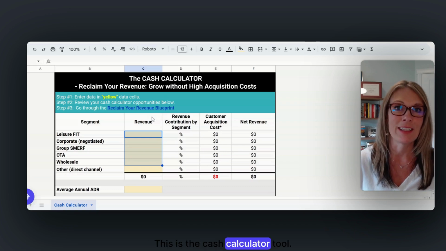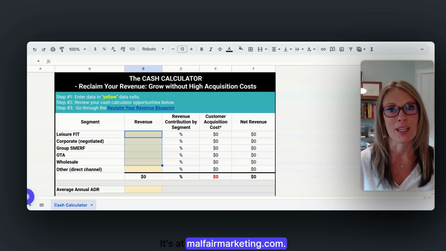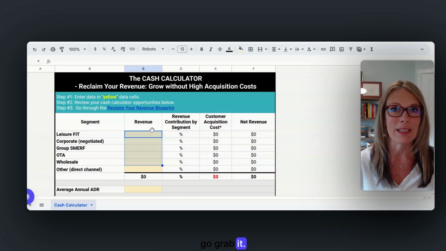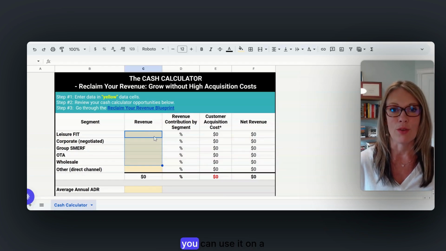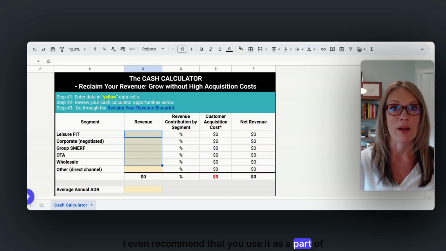This is the Cash Calculator tool. It is available through the Reclaim Your Revenue Blueprint at melfairmarketing.com. Go grab it. It's free. You can use it on an annual basis. I recommend monthly.